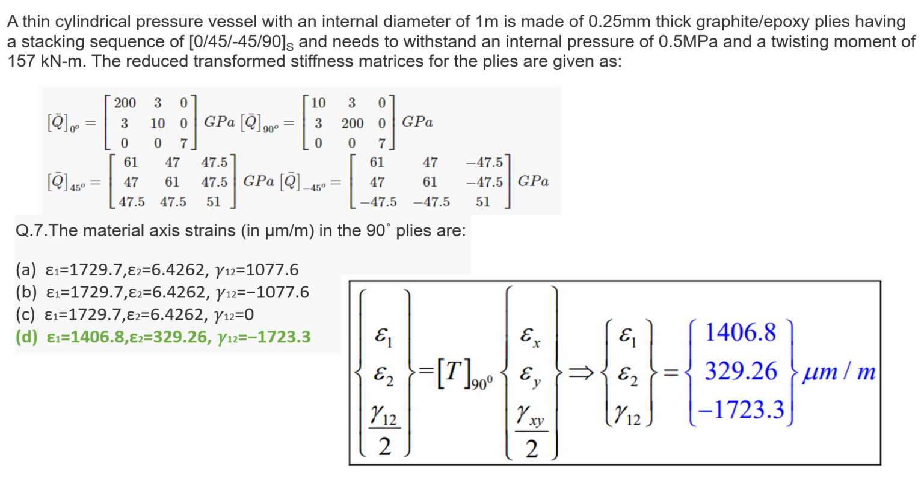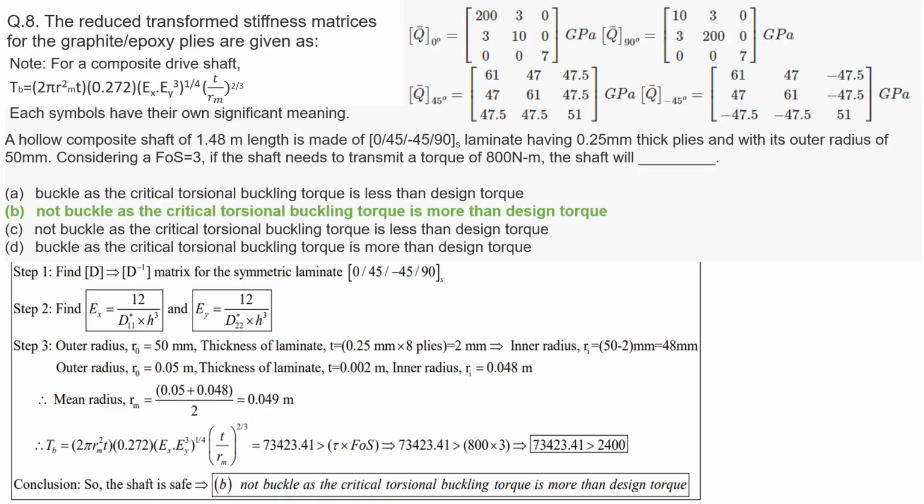So the transformation matrix we have to use according to the 90 degree ply, multiply it with the global axis strains, and from that you can directly get the material axis strains from this equation. But always remember, when you are transforming from material to global axis or global to material axis, the gamma xy by 2 and gamma 12 by 2 value should be there. So according to that you can change from global axis to material axis.